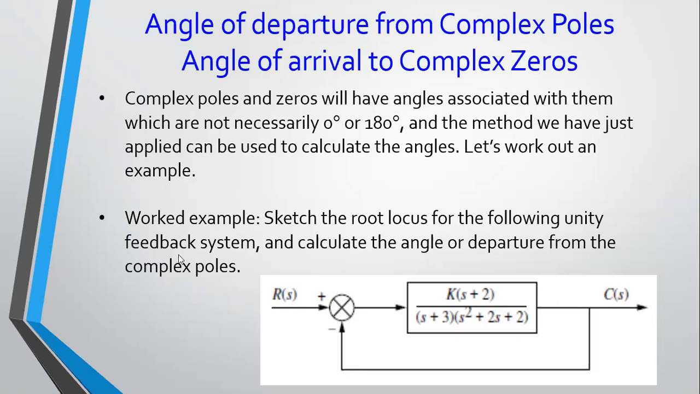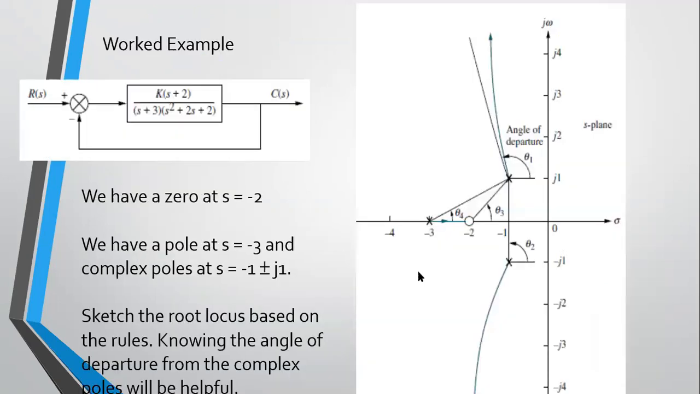So this is a worked example. Sketch a root locus for the following unity feedback system and calculate the angle of departure from the complex poles. The first step, like we've said earlier, is to find the zeros and poles of your open loop transfer function. So you have a zero at s equals -2, you have a pole at -3, and you have complex poles for which you need to solve s squared plus 2s plus 2 equals 0. So you're going to get -1 plus or minus j1.